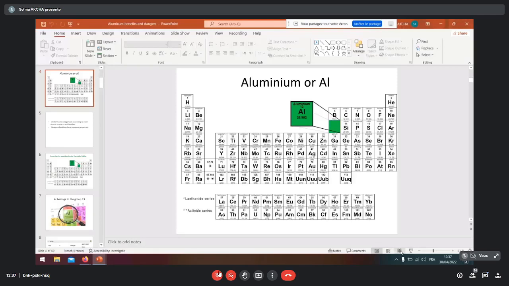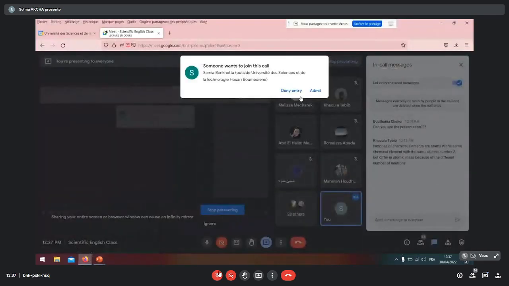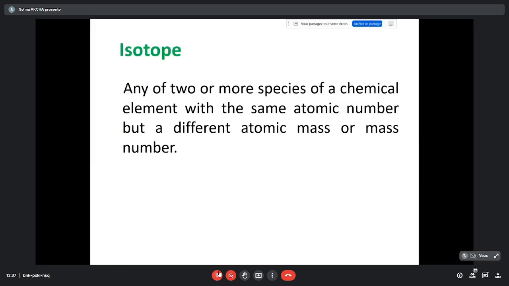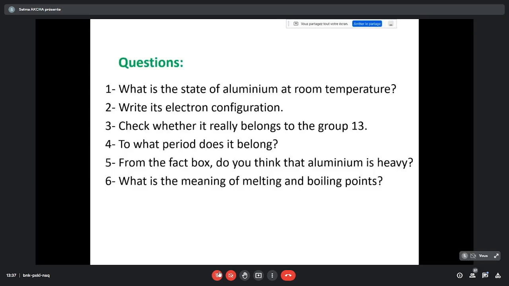I told you that in English, it is easier than in French. We don't say it is a group A or a group B. We only have to count from the beginning, group 1, 2, 3, 4, 5, and so on, until we finish. Okay? This is what we said last time. We talked about isotopes. Now we have to answer quickly these questions.